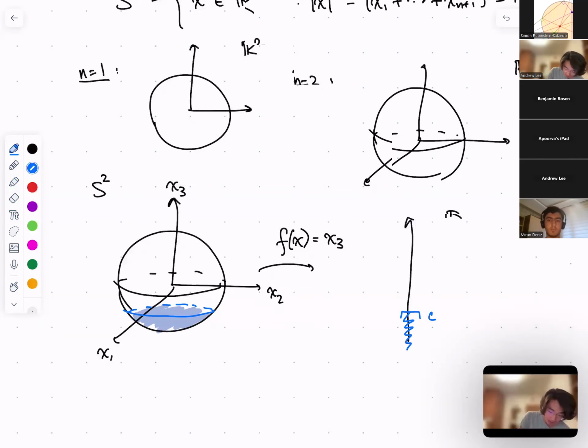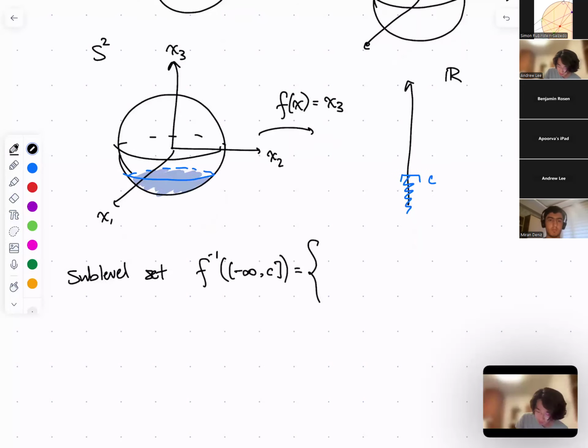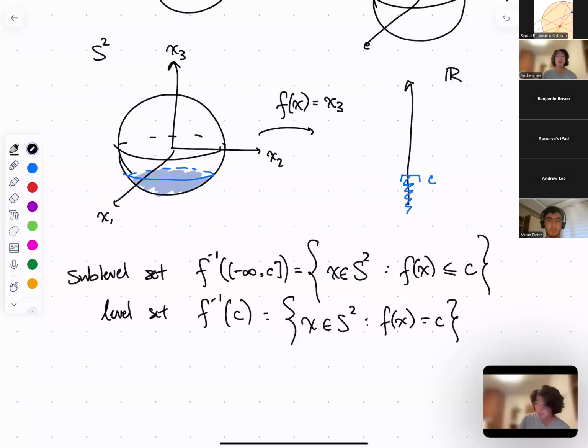We have the sub-level set, which I'm going to denote as the preimage of this closed interval, which is the points in S2 such that f of x is less than or equal to C. And then the stuff that's at the surface is going to be the level set, which I'm going to denote as the points in S2 for which f of x is equal to C. Okay, perfect.